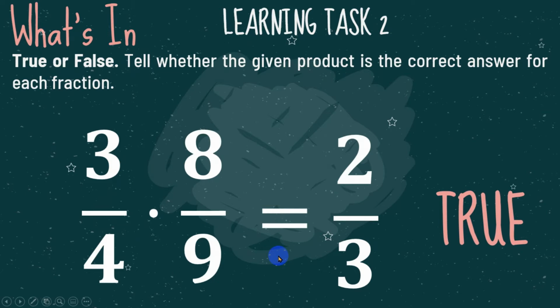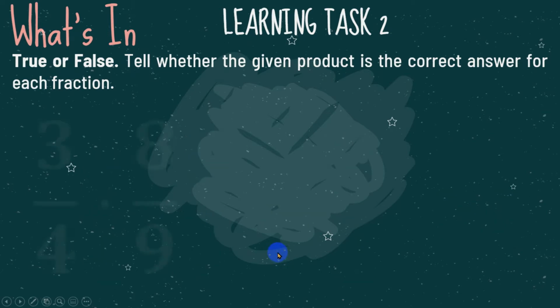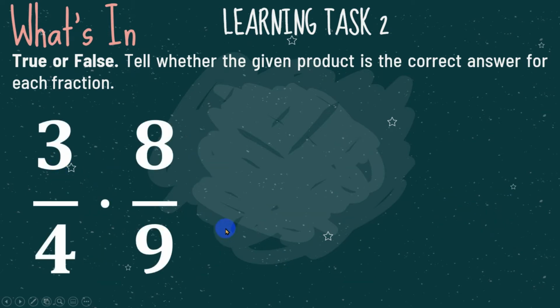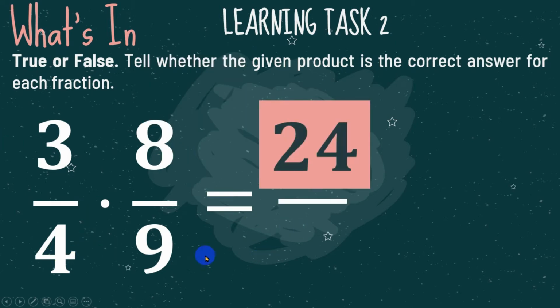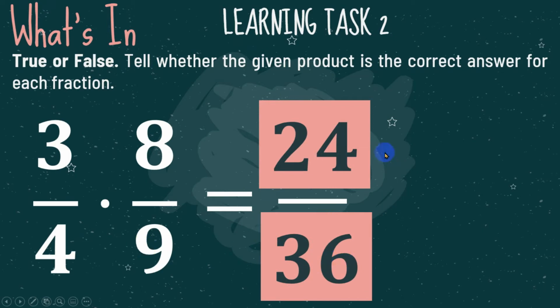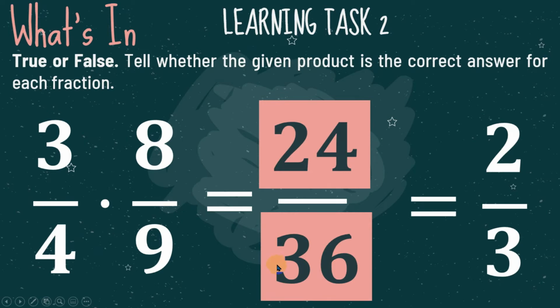So, how come na 2/3 ang naging product nito? So, remember that in multiplying fractions, we multiply the numerator by numerator and denominator by denominator. So, 3 times 8 is 24 and 4 times 9 is 36. And when we look for the simplified form of this product, they are both divisible by 12. So, 24 divided by 12 is 2 and 36 divided by 12 is 3. That is why the simplified form of the product of the given fraction is 2/3.